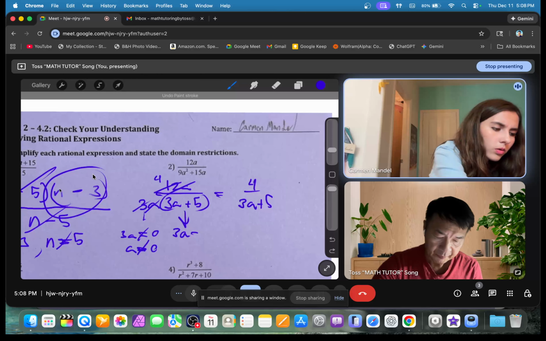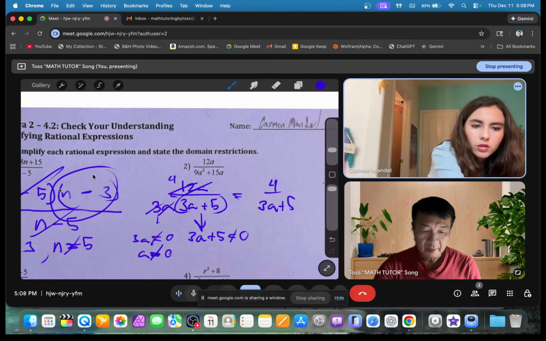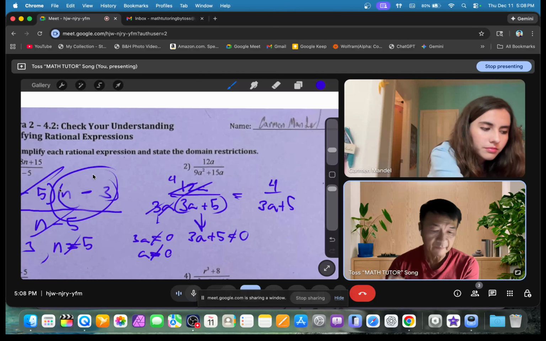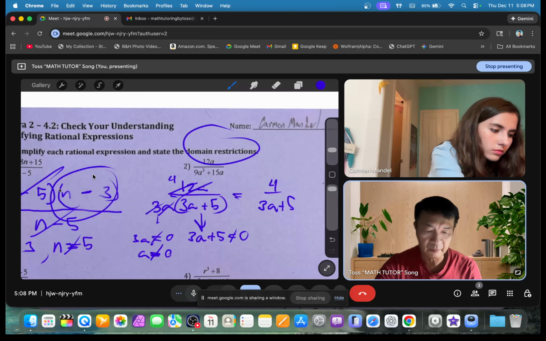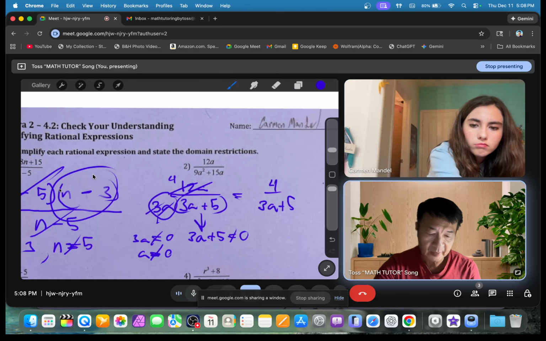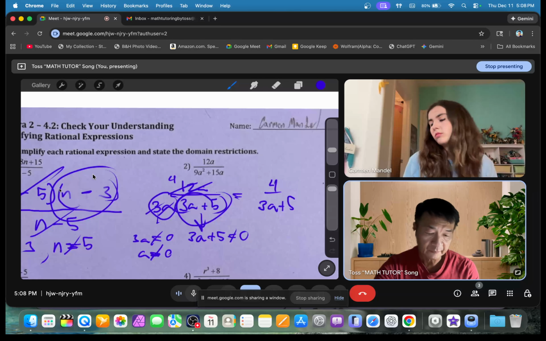How do you know if there's multiple restrictions? Okay, good question. The denominator, if you can factor, you can set each of the factors not equal to 0, and those would be the restrictions. So in this case, you got 3a, that's a factor, right? When you factor out, and you got another factor back here. Therefore, you got 2 factors.